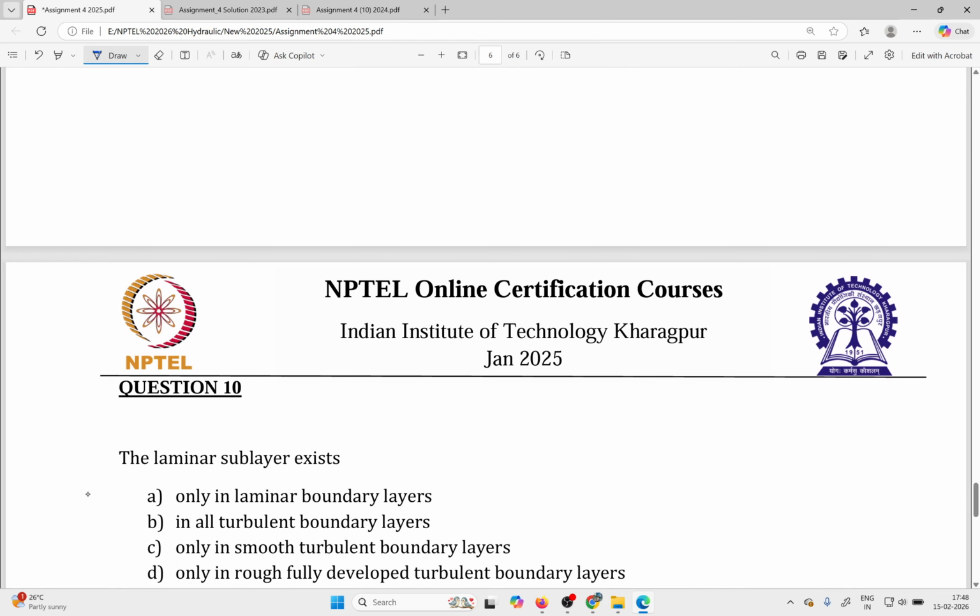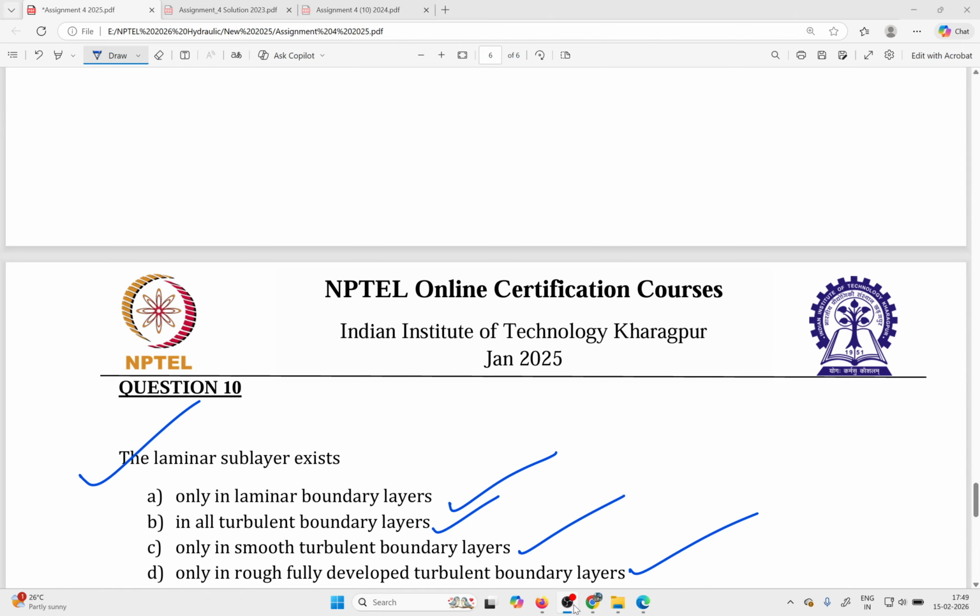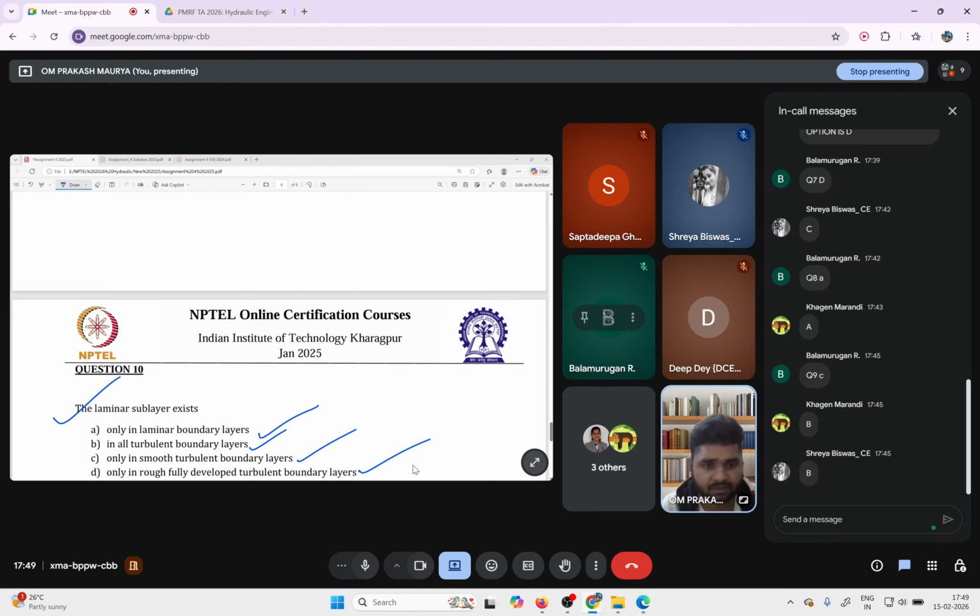Okay. So the laminar sublayer exists only in laminar boundary layers, in turbulent boundary layers, only in smooth turbulent boundary layers, or only in rough, fully developed turbulent boundary layers. So think very precisely and write your answer in the chat box. Which option will be correct? Very important question, everyone, please think on that.